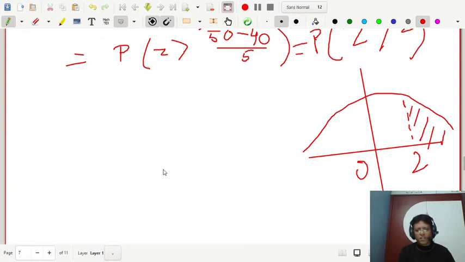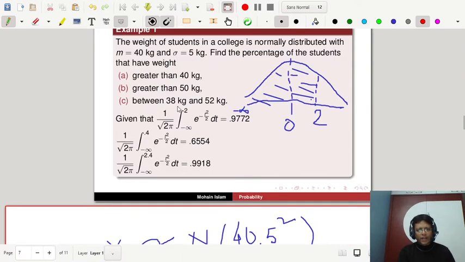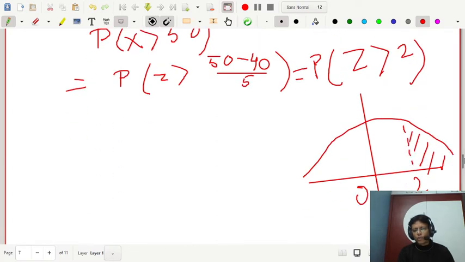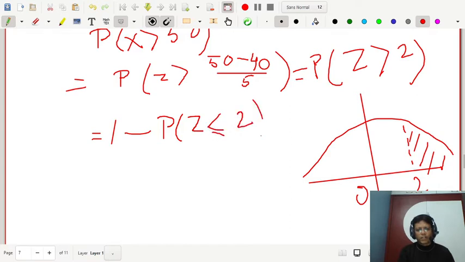Now how will you calculate this region? You don't have the data with this region, because you have a data minus infinity to 2. You don't have 2 to infinity. So you have to find out this region. Now you can calculate total probability under the curve, or total region under the curve is 1 approximately. 1 minus probability of z less than equal to 2. So you are subtracting this region from the total region. So that is why you are writing 1 minus probability of z less than equal to 2.